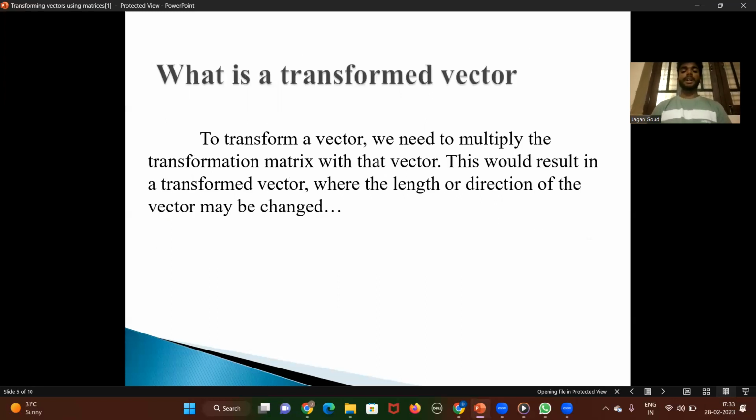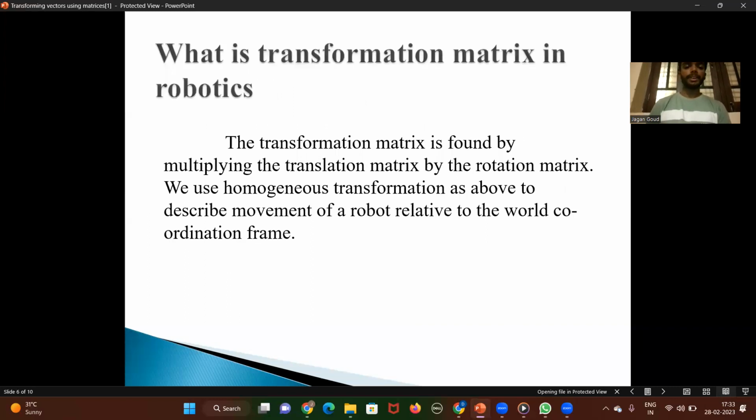What is a transformed vector? To transform a vector, we need to multiply the transformation matrix with that vector. This would result in a transformed vector, where the length or direction of the vector may be changed. What is transformation matrix in robotics?